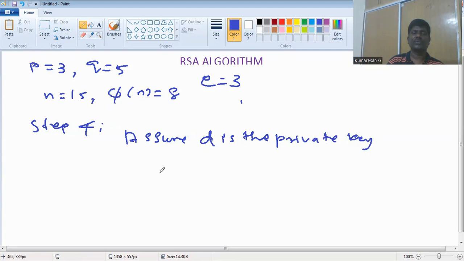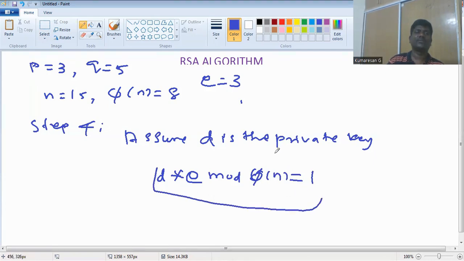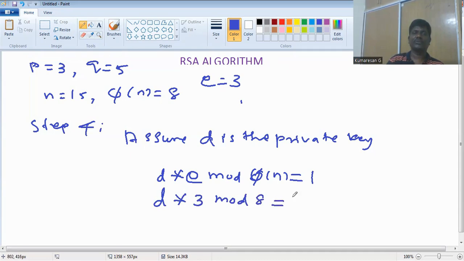One formula is there, and from that formula we have to find out the private key: D times E mod phi of n is equal to 1. So now we need to find the D value. E we already know is 3, and phi of n we know is 8, so D times E mod 8 equals 1.